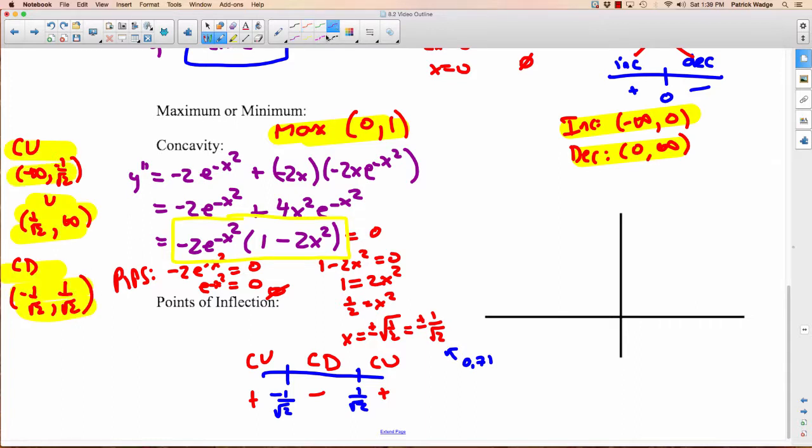We have absolutely nowhere to do any of this work. It's really kind of a mess. Last thing, points of inflection. Wouldn't you know it, we have 2 possibles because we got the concave up, concave down. We got the concave down, concave up. So our points of inflection are at negative 1 over root 2 as well as 1 over root 2, and we need to find those y values.